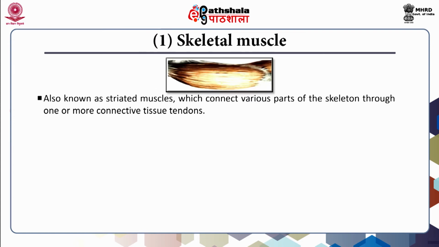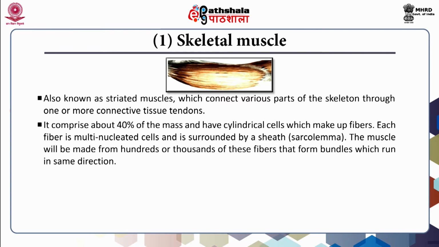Skeletal muscle, also known as striated muscle, connects various parts of the skeleton through one or more connective tissue tendons. It comprises about 40% of the body mass and has cylindrical cells which make up fibers. Each fiber is a multinucleated cell and is surrounded by a sheath. The muscle is made from hundreds and thousands of these fibers that form bundles which run in the same direction.